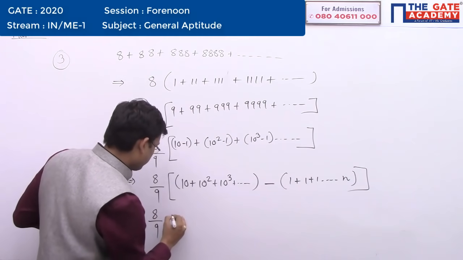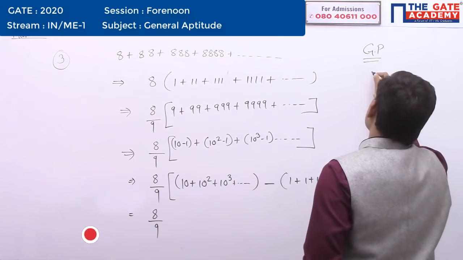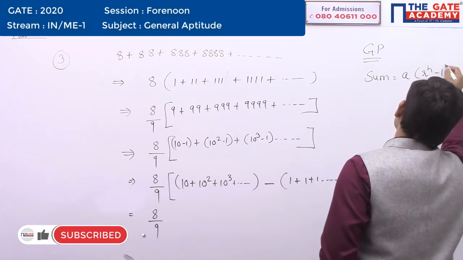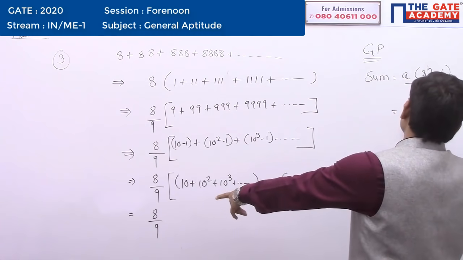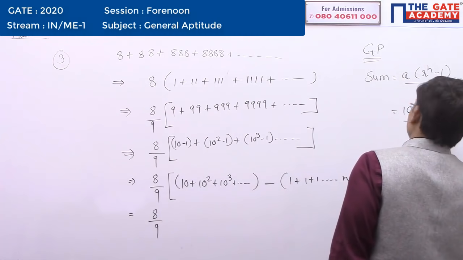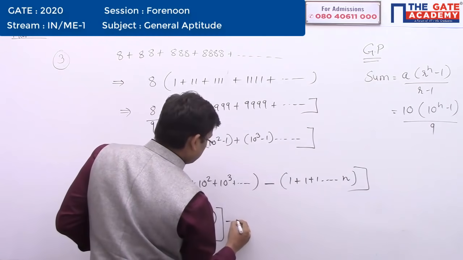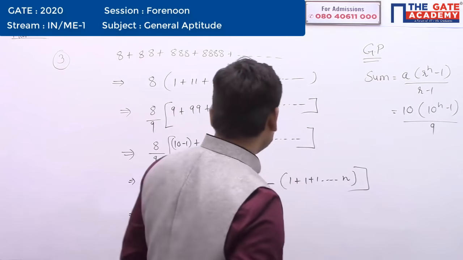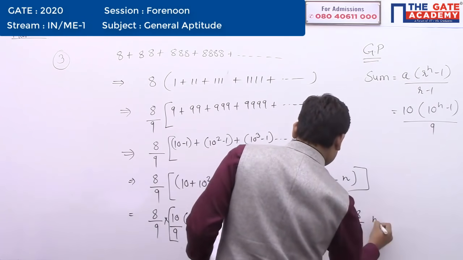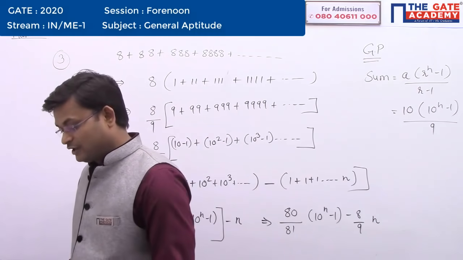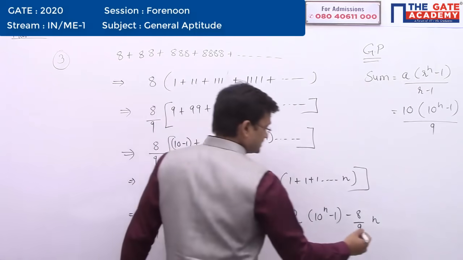So here, if it is a GP, you know the formula. What is the formula of GP? Sum is equal to a, which is the first term, times r, the common ratio, to the power n minus 1, divided by r minus 1. What is the first term here? 10. The ratio is also 10 square by 10, which is 10, upon 10 minus 1, which is 9. And this will become n, because 1 plus 1 plus 1, n times, is nothing but n. I'll solve here only. So it will become 8 upon 81 times the expression. This is my answer. If I look at the memory based options which I have got, the answer is B.